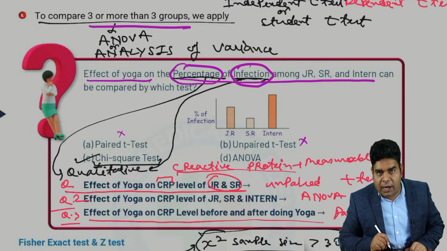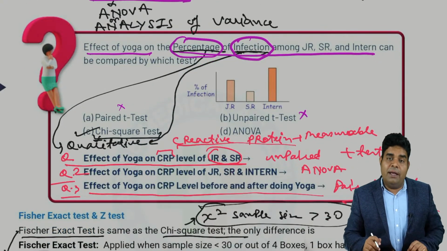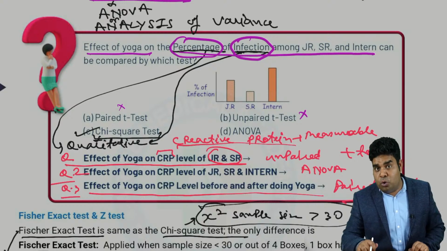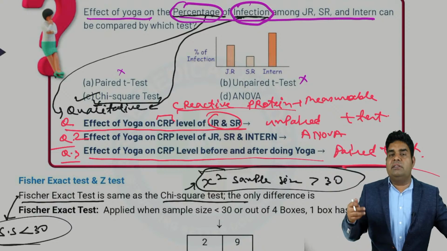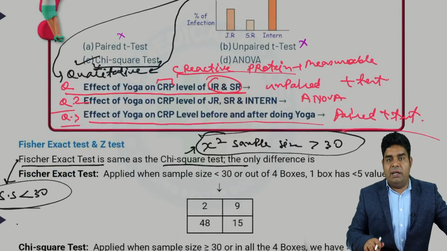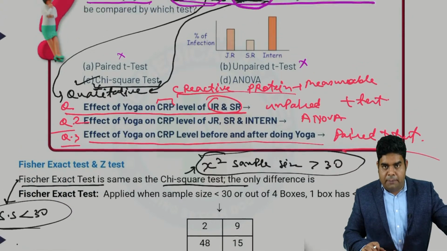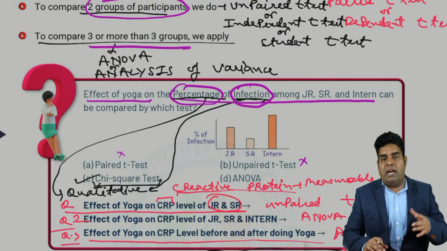So the answer is chi-square. But in the same question, if I make it CRP level of JR, SR, only 2 groups, CRP level we can measure and there are 2 groups, the answer will become unpaired t-test. If I say CRP level of JR, SR, intern, 3 groups, then the answer will become ANOVA. If I say CRP level before and after, then it is paired t-test. Okay. So these are the test and p-value questions which are very confusing and come from here.